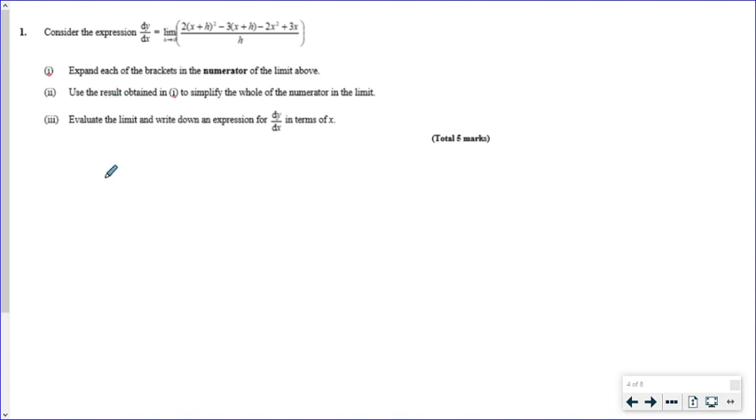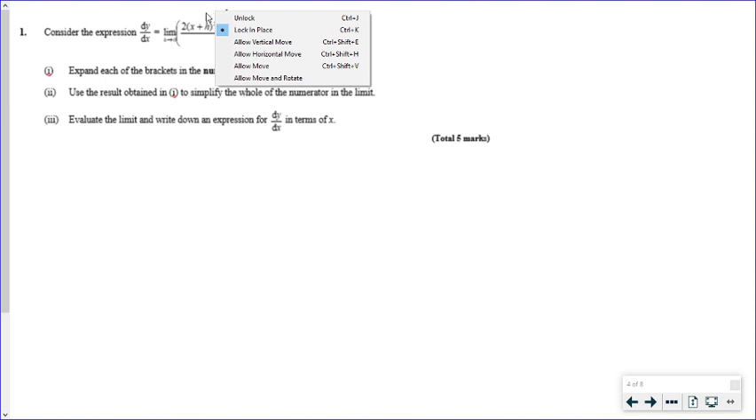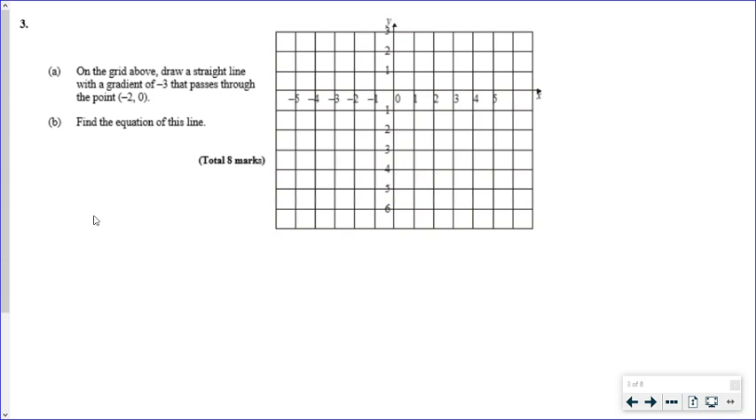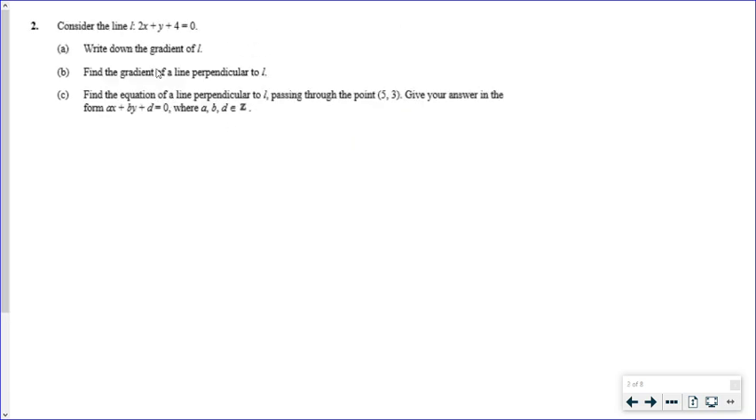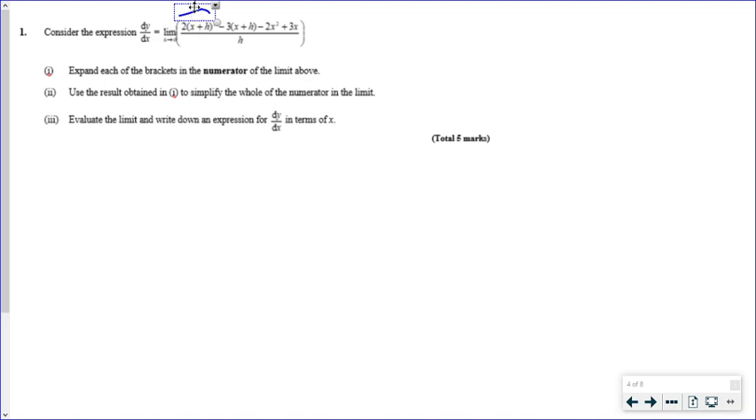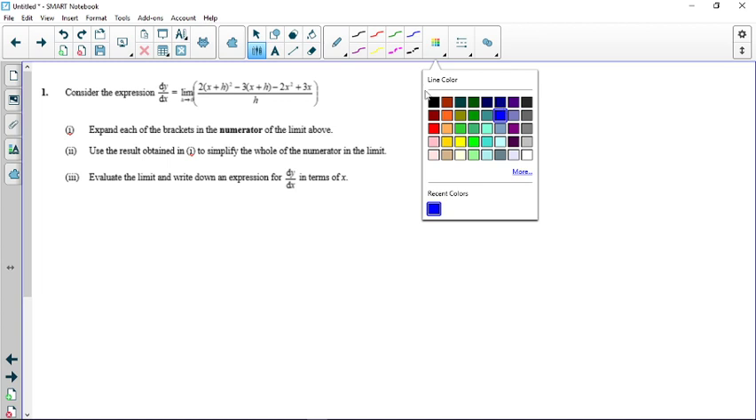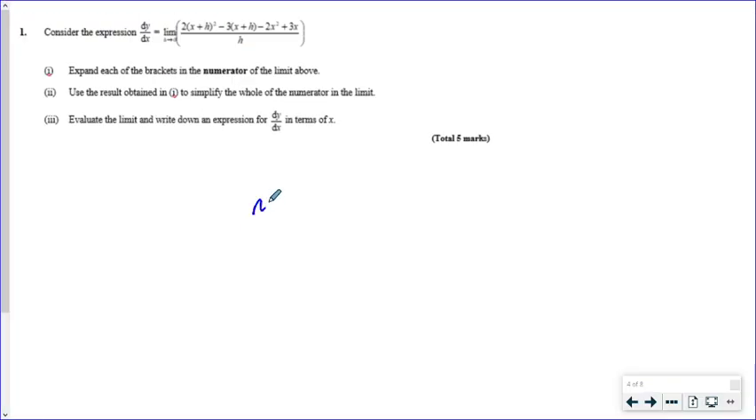All right, for those of you in IB applications, this is the definition of the derivative, this right here. Here we go. Definition of the derivative. All right, so here, this is actually easy because they set it up for you already. All you're doing is the algebra.